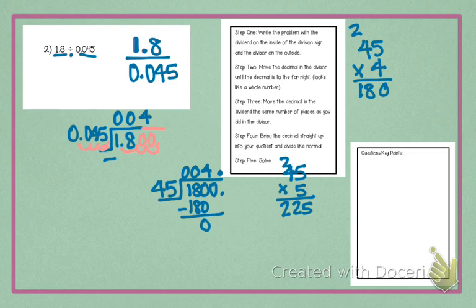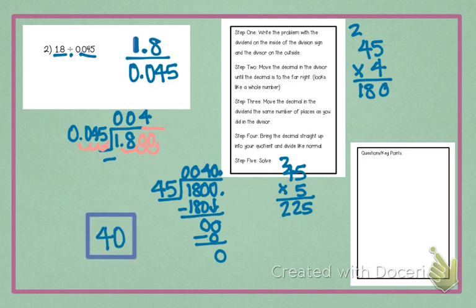Subtracting. Just because we got a 0 does not mean our problem is over. We still have one more 0 to bring down. And 45 goes into 0 0 times, subtracting 0 and getting 0. So rewriting our answer before we box.